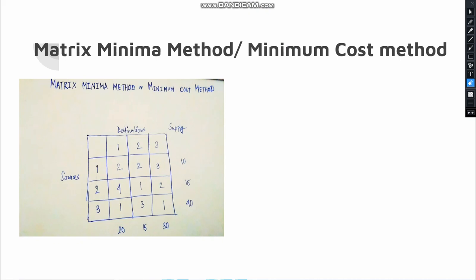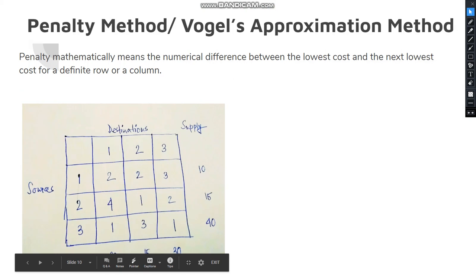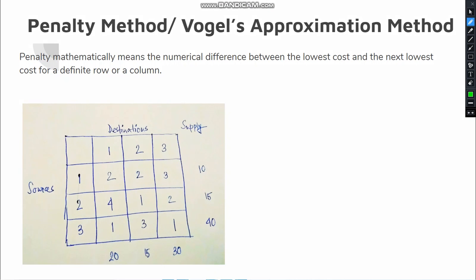This is a very easy problem, I must say. Okay, sorry. So we are dealing with the VAM problem now. Now see that we have written a word over here, penalty method. Now what does this penalty mean?